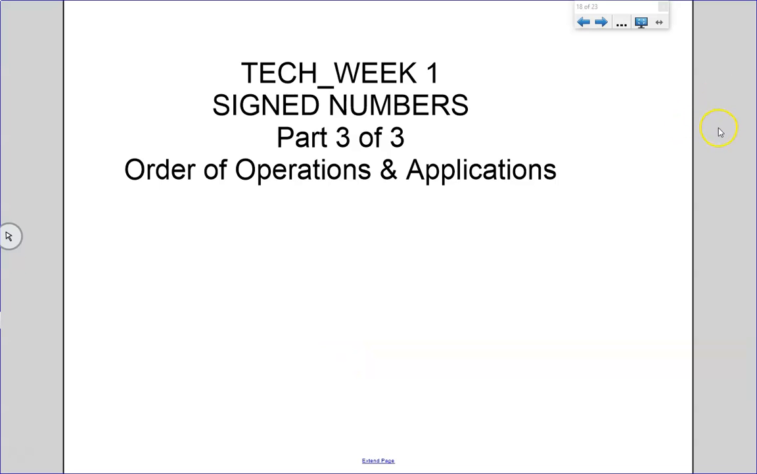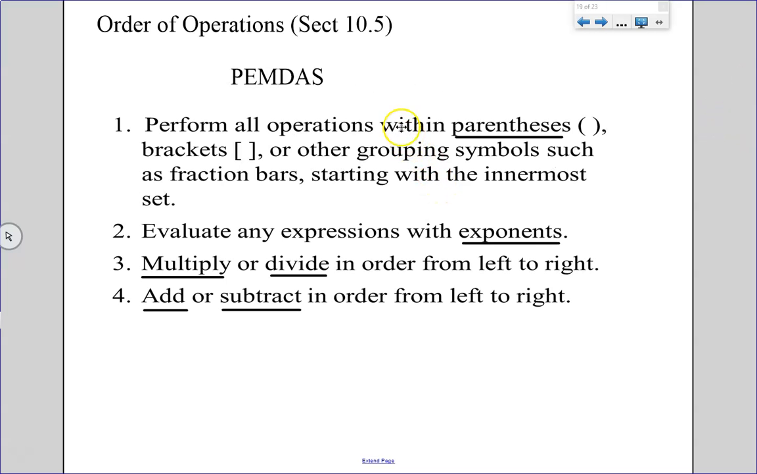This video is part 3 of week 1 of technology on signed numbers, and this will cover order of operations and some applications. If you recall from when we did order of operations before, you want to do any kind of parentheses or grouping symbols first. This would include brackets, braces, even then evaluate the exponents, then do multiplication division from left to right, and then addition and subtraction from left to right.